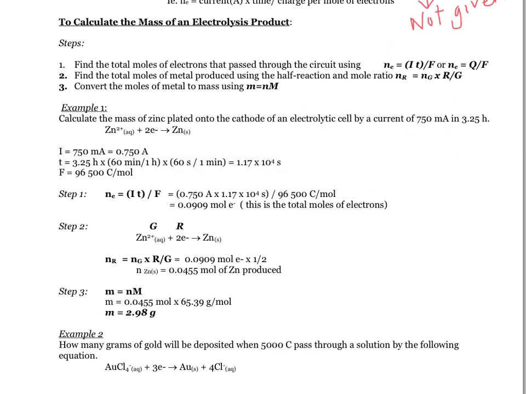To put this all together, we can calculate the mass of any electrolysis product. The steps involved in doing this are: number 1, find the number of moles of electrons, using either number of moles of electrons is equal to IT over F or Q over F, depending on the information given to us. Once we know the number of moles of electrons, we can then go to step number 2 and use stoichiometry to figure out the number of moles of what we're trying to find the mass of, where number of moles required is equal to number of moles given times required over given. Once we have the number of moles required, we can then find the mass.